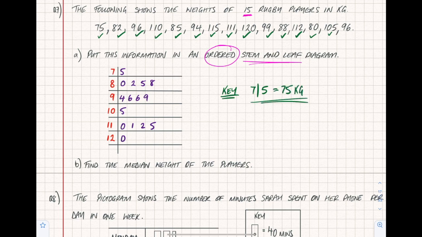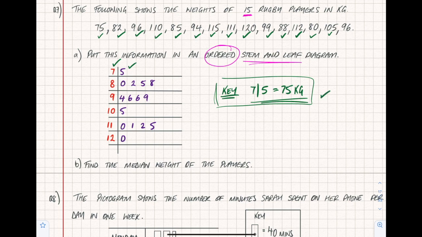Okay, so you must make sure that you've got that key as part of your stem and leaf diagram as well. So a stem and leaf diagram is worth 3 marks. 1 for getting that bit correct, the stem. This bit here is the leaf, which is ordered from smallest to biggest, and your 3rd mark for the key.